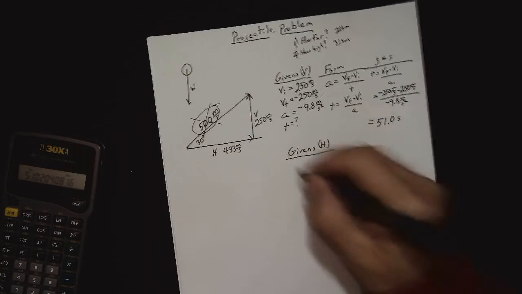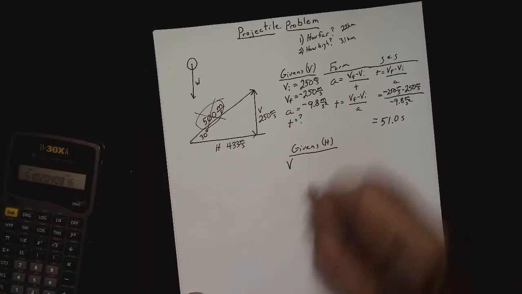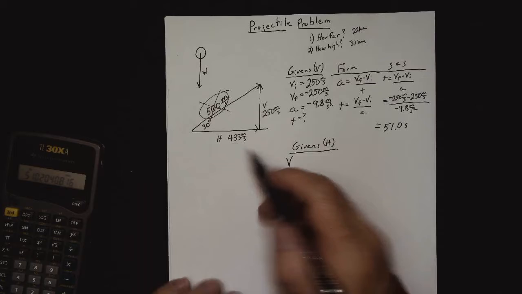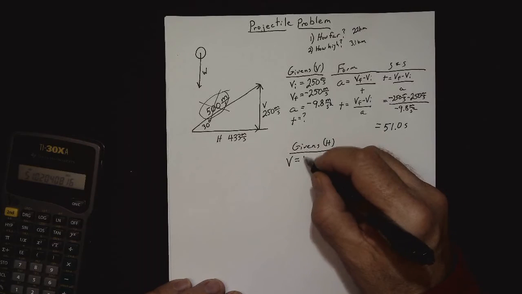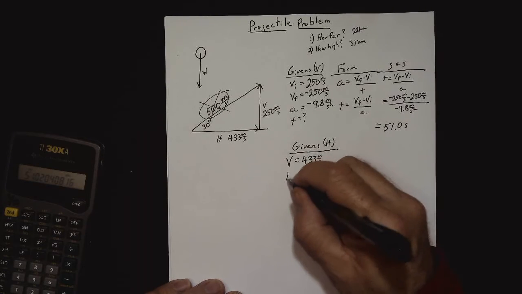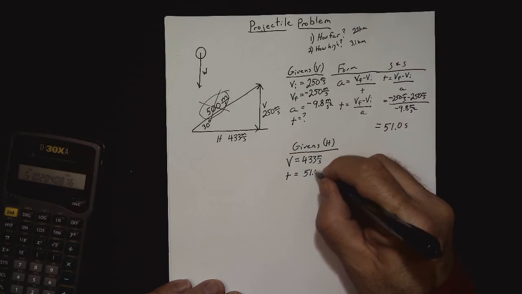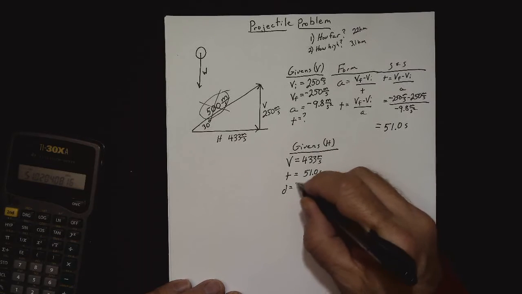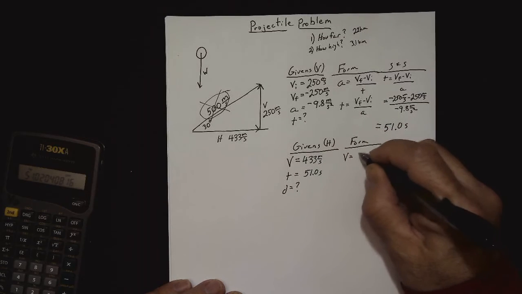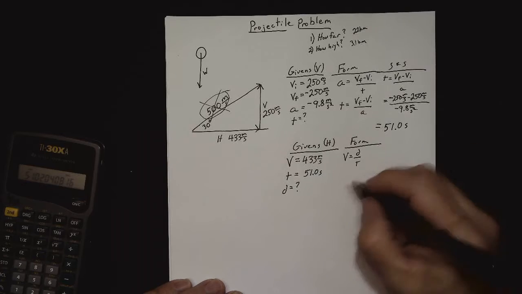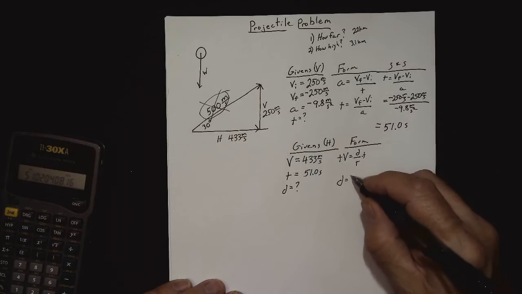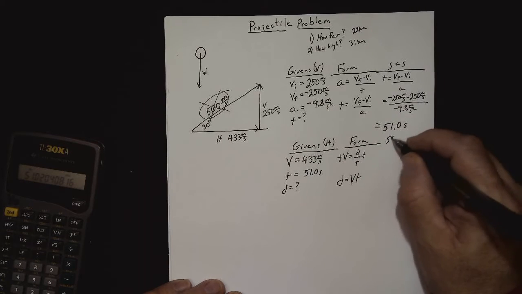So now we have the givens horizontal. And what are they? Well, the velocity. And this is just velocity. There's no change in that velocity, no acceleration in it, so it's just 433 meters per second, and we just call that a velocity. The time, 51.0 seconds. We're looking for the distance. The formula here, this is a non-accelerated direction, so velocity is distance over time. Distance equals, multiply both sides by time. Distance is velocity times time.